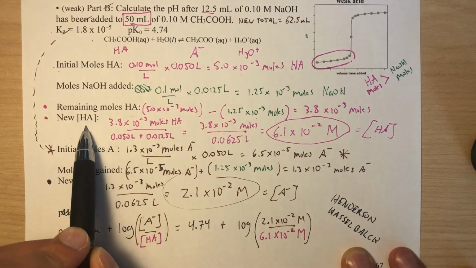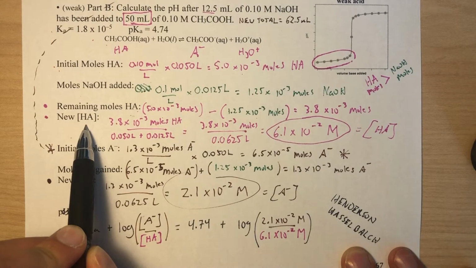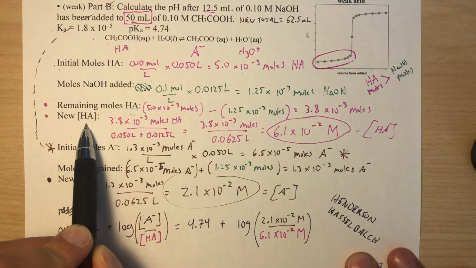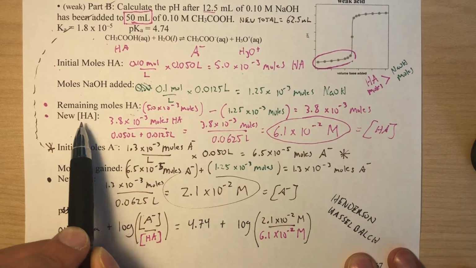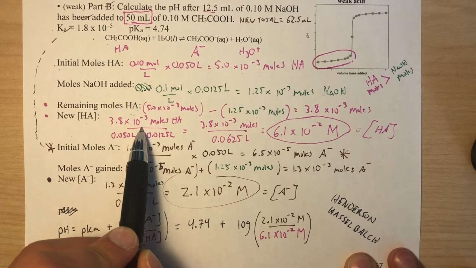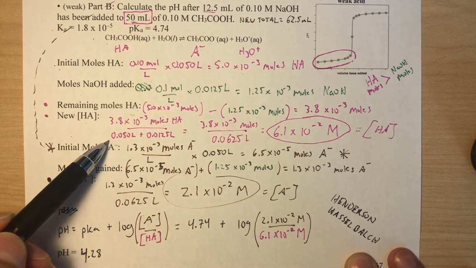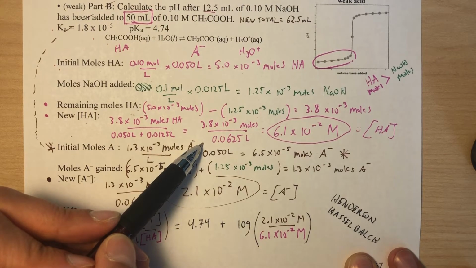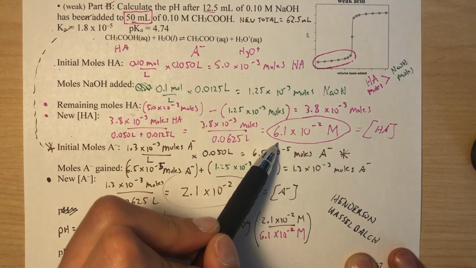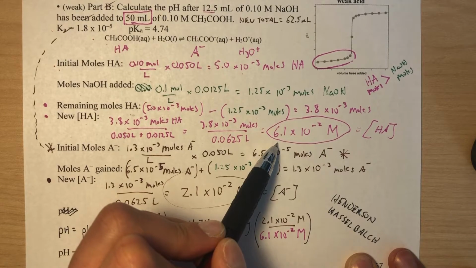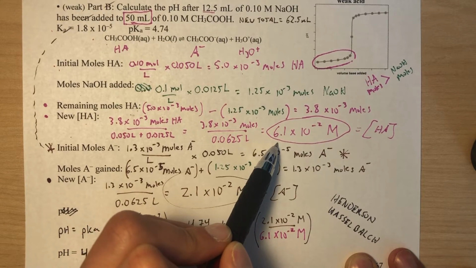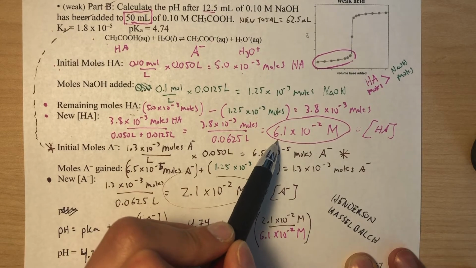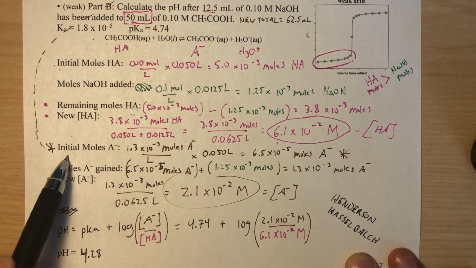Now we can solve for a concentration of acetic acid in our new solution. So we have those moles, 3.8 times 10 to the negative third moles of HA. Now we need to divide by our new total volume, which is 0.0625 liters, because this is after the base solution has been added, so our volume has changed. So our new HA concentration is 6.1 times 10 to the negative second molar. Now we're going to bank that information. Next, we're going to look at what happens to our conjugate base.